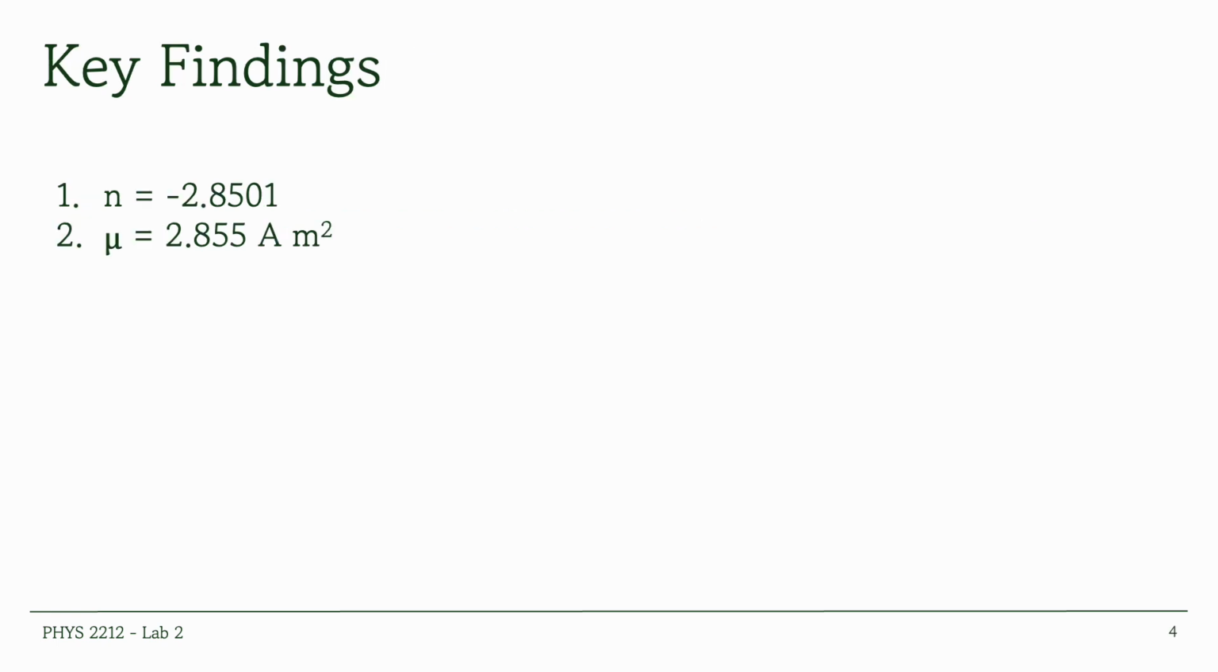So to go over some key findings before we get into the rest of the experiment, the two parameters that we were looking for, which will be explained in more detail shortly, were n and mu. So the n value was found to be negative 2.8501, and the value of mu was found to be 2.854.